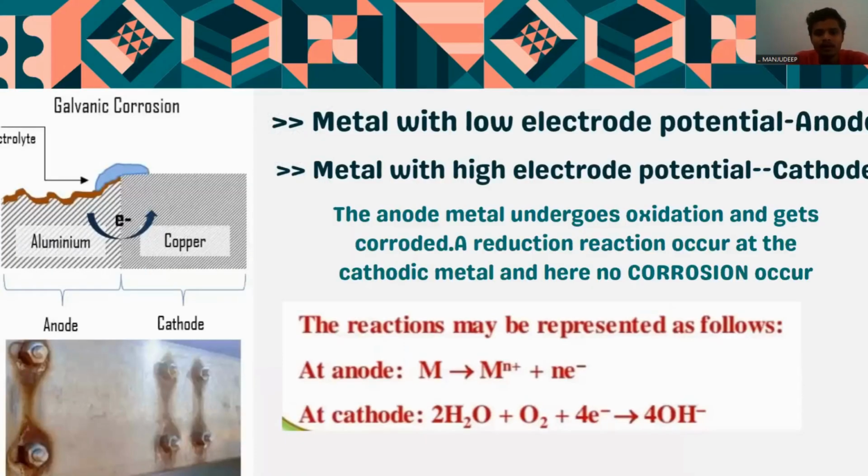So these are the major causes of galvanic corrosion. Metal with low electrode potential will act as anode, as said before, and the metal with high electrode potential will act as cathode. So the anode metal will undergo oxidation and get corroded, whereas a reduction reaction occurs at the cathode metal, and here no corrosion occurs. The reaction may be represented as follows. At the anode, oxidation takes place. So the metal, for example iron, gets oxidized to iron ions, and at the cathode, hydroxide ions are formed.